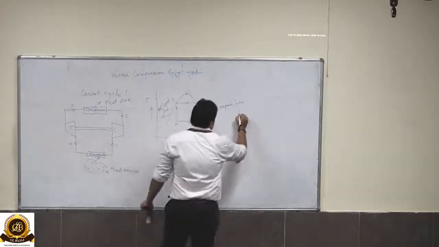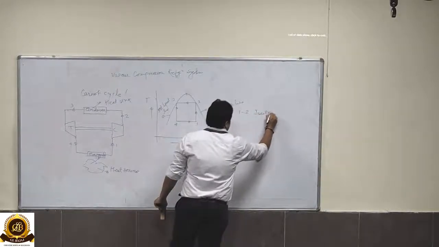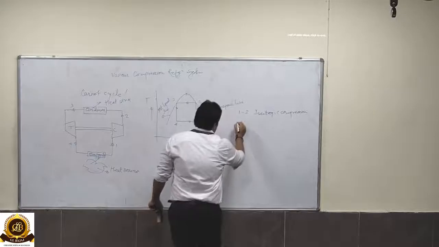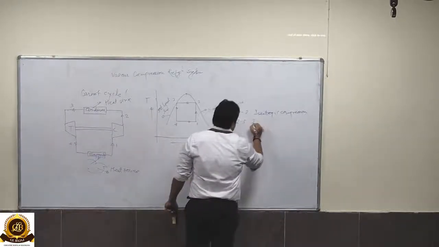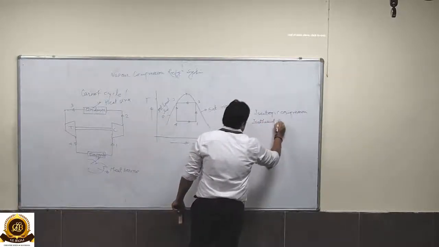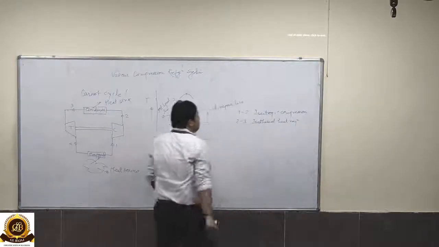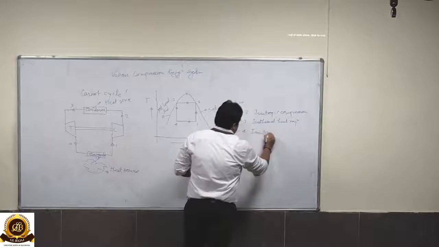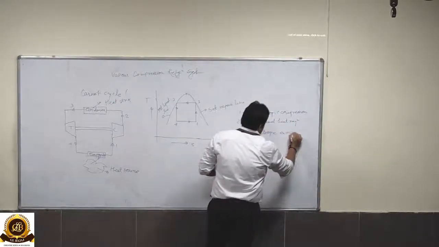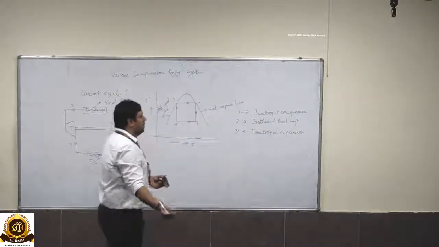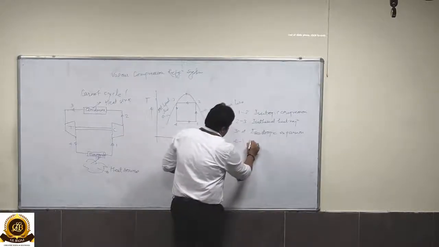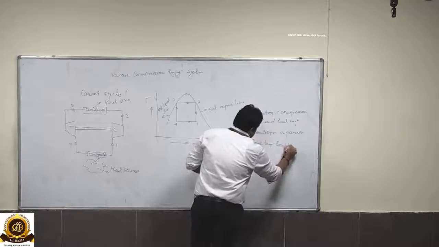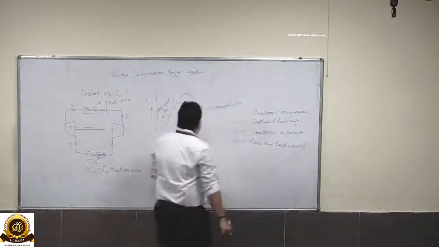Now, if we relate this schematic diagram of a reverse Carnot cycle to this TS curve, we get: 1 to 2 is isentropic compression, while 2 to 3 is constant temperature, that is isothermal, heat rejection, which takes place in the heat sink, while 3 to 4 is the isentropic expansion process, which takes place in the turbine, while 4 to 1 is constant temperature, or isothermal, heat absorption, which takes place in the evaporator.